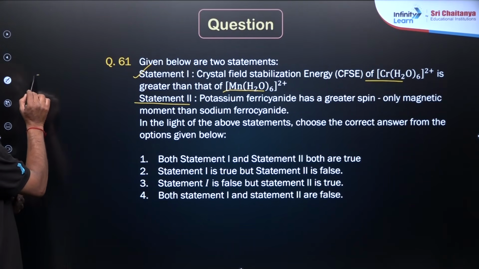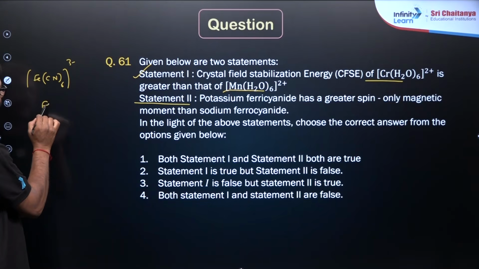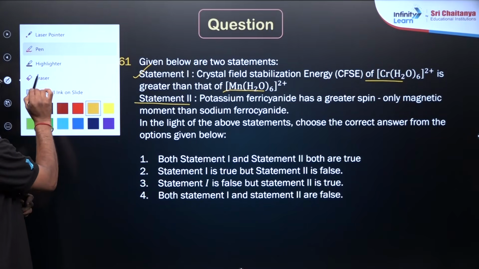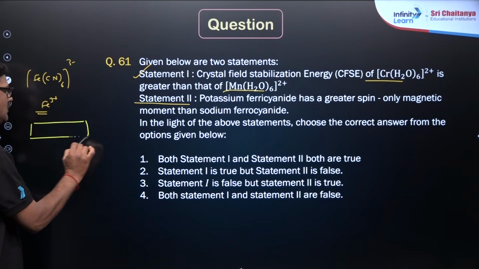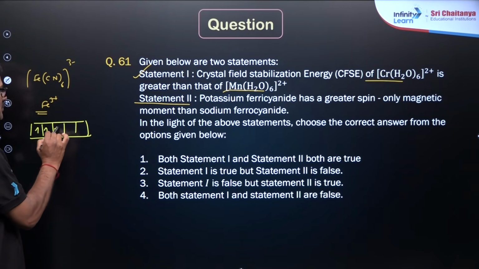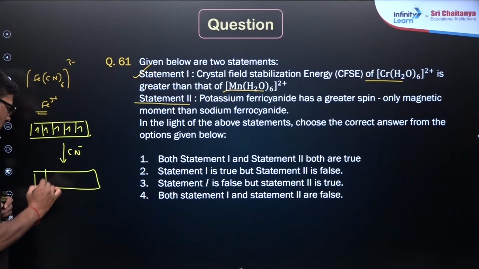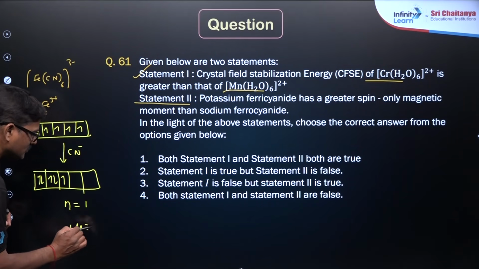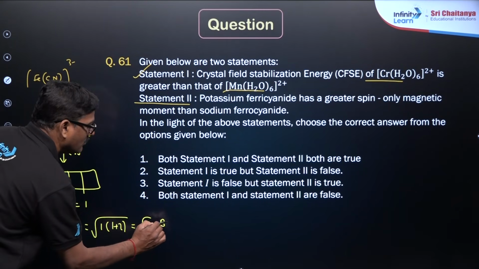So ferricyanide, [Fe(CN)6]3-, is going to be iron 3 plus, with n equal to 1. Its electronic configuration, if we check it, is going to be d5 configuration: 1, 2, 3, 4, 5. In the presence of CN minus, it is going to be like this. So n is equal to 1, magnetic moment is going to be root over 1 into 1 plus 2, which is root 3 Bohr magneton.